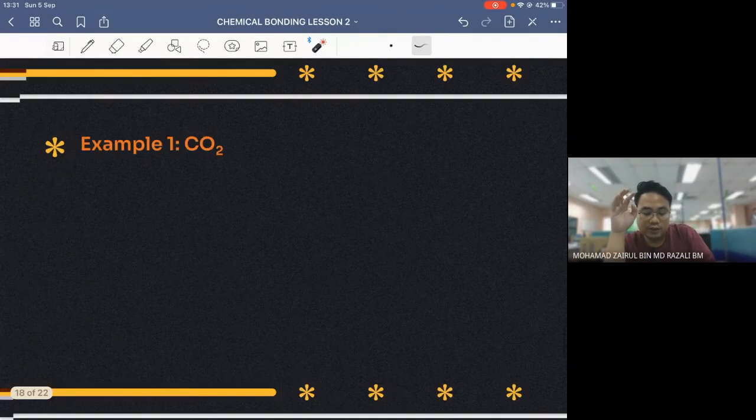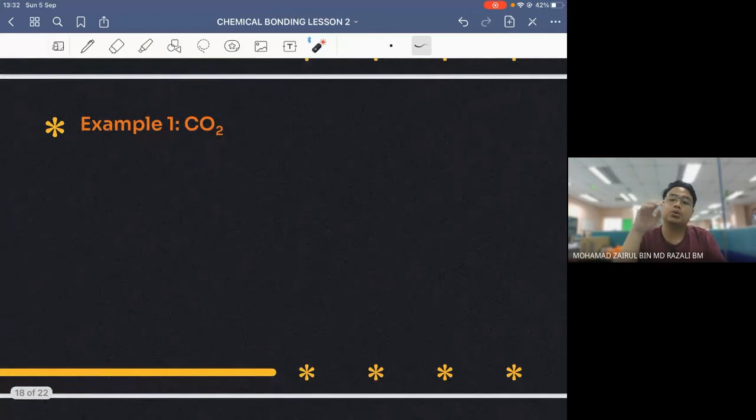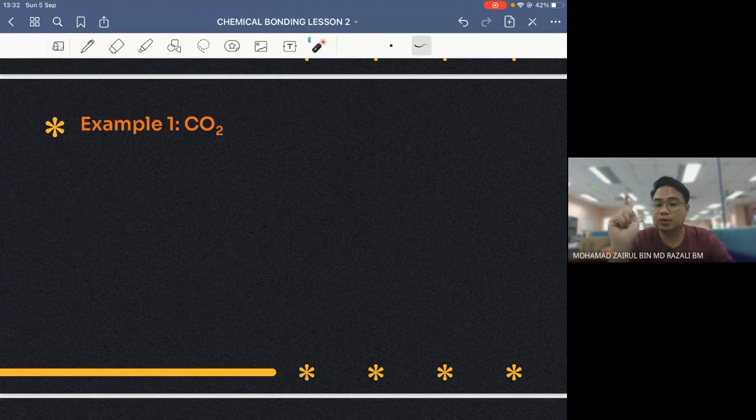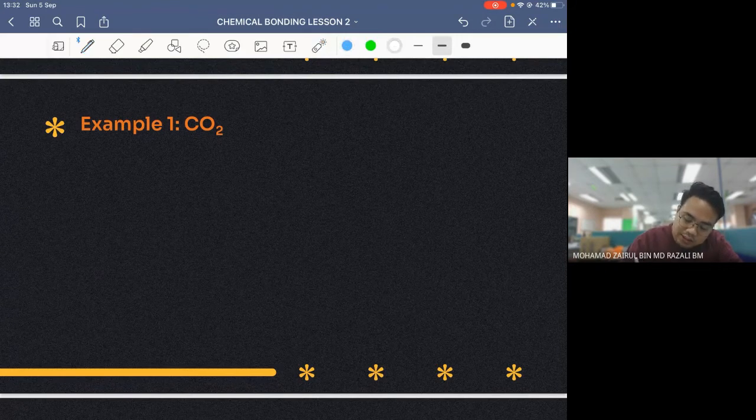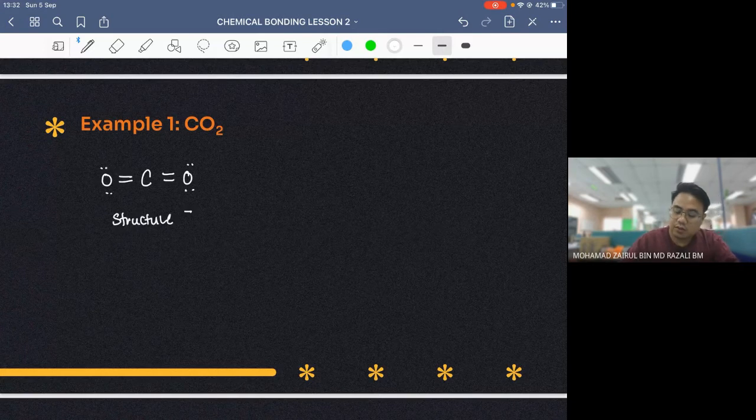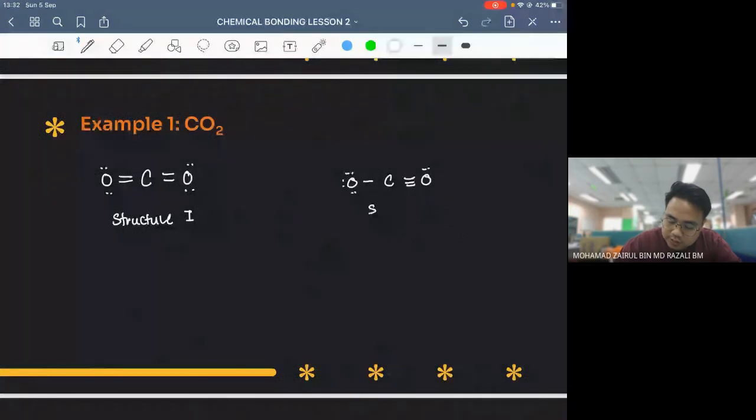Okay, so for example is CO2. Okay, CO2 have two Lewis structure yang betul. Sebab apa? Sebab apa cakap betul? Sebab kesemua atom tu adalah octet. Okay, so the first Lewis structure for CO2 is C double bond O double bond O. Okay, this is the structure 1. For structure 2, there is one triple bond with O and one single bond with O. So this is structure 2.